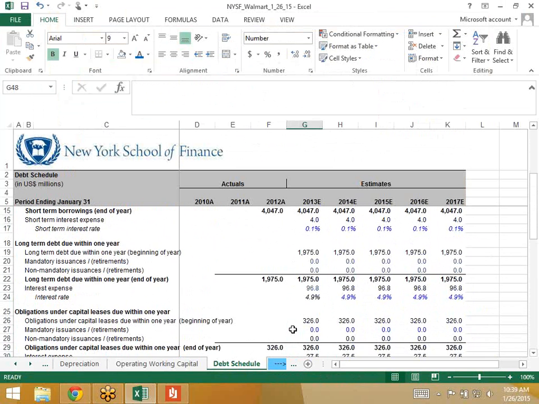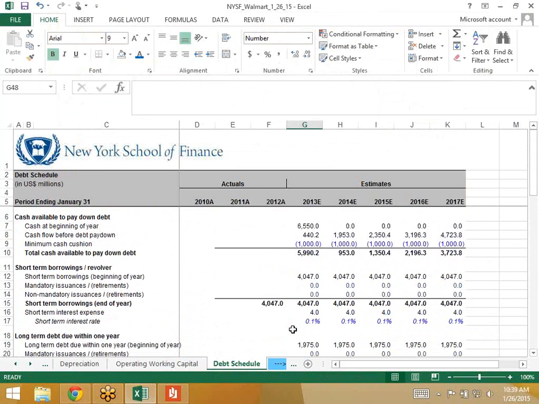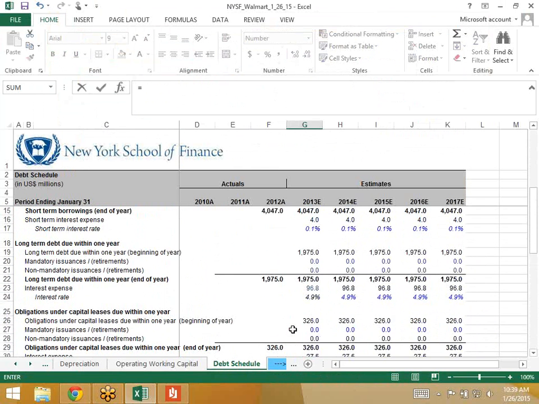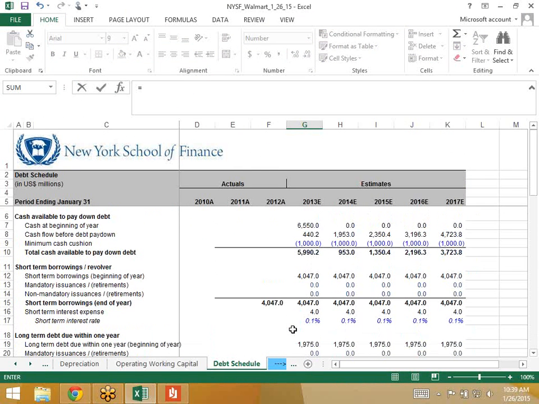Think about it. What would you utilize? Well, cash at the beginning of the year. Let's start with cash at the beginning of the year, naturally. This is the cash from last year. Plus the cash flow before that pay down.